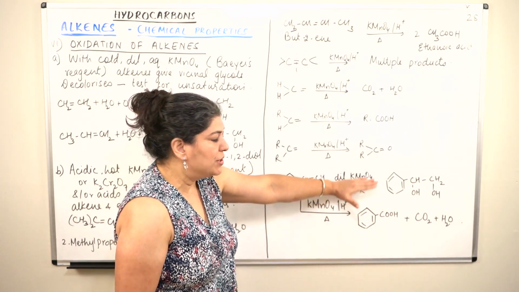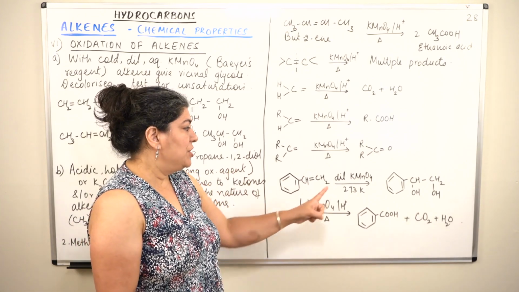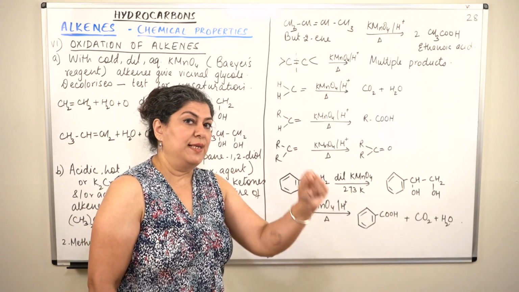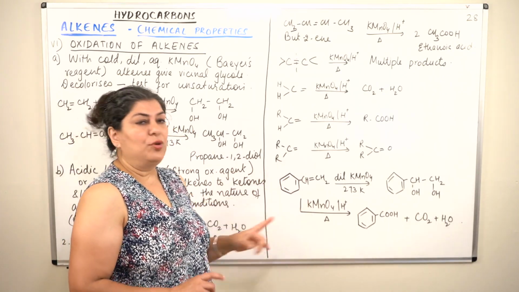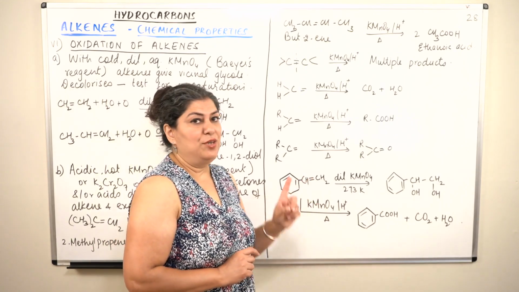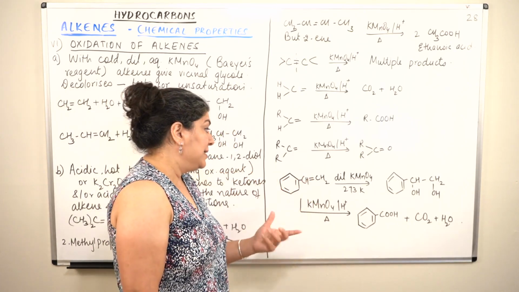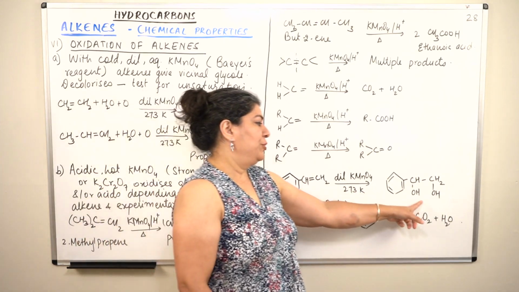The conditions, what does this show to you? That we are now using Bayer's reagent. Bayer's reagent is a mild oxidizing agent. Since it's a mild oxidizing agent, it is not going to break the molecule. It is only going to be able to break the second bond, that is the pi bond. And when the pi bond breaks, both the carbons will attach the OH groups to it.